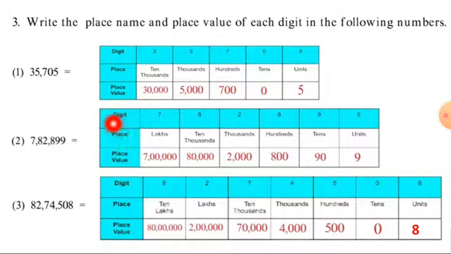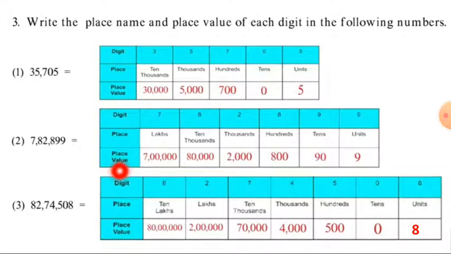7,82,899. So draw the column like this. In the first row, write the digits of the number which is given, 782,899. Now then write the place in the second row. 7 is at lakh place. 8 is at 10,000 place. 2 is at thousands place. 8 is at hundreds place. 9 is at tens place and again 9 at unit place.